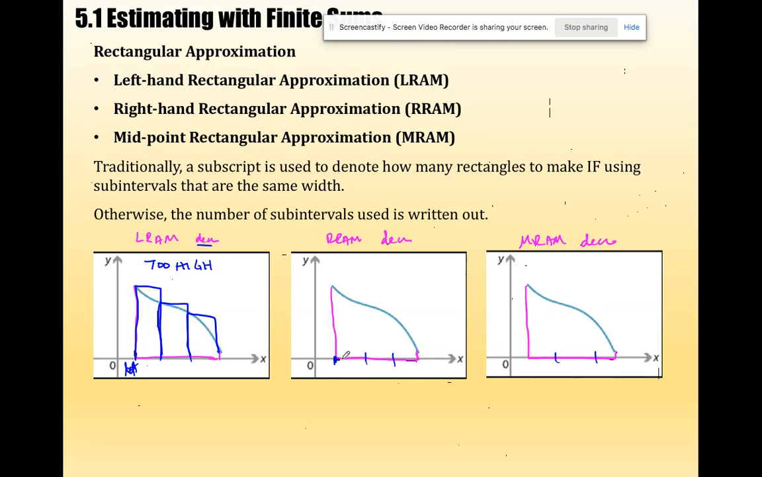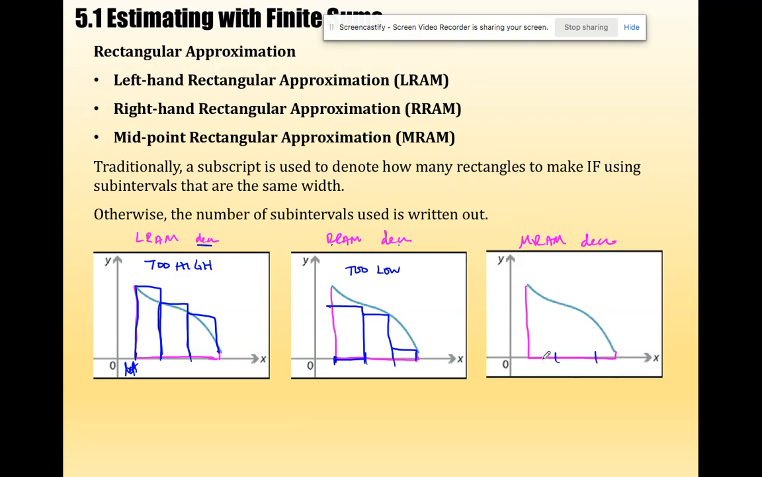Start here. Here's my first interval. Go to the right side, constantize and over. Right side, constantize and over. Right side, constantize and over. RRAM on a decreasing function is too low.